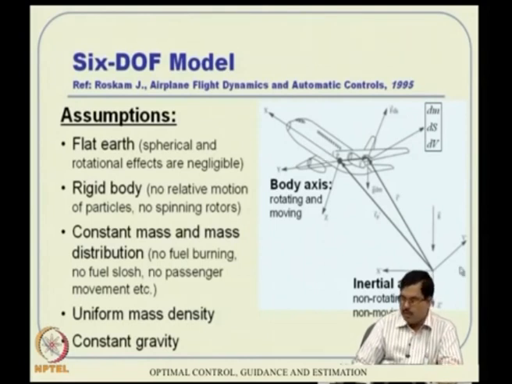So for that reason, we need another axis frame which is decoupled from that behavior, and hence we can visualize the position of the vehicle as well as the attitude. That is where this inertial axis comes into the picture.